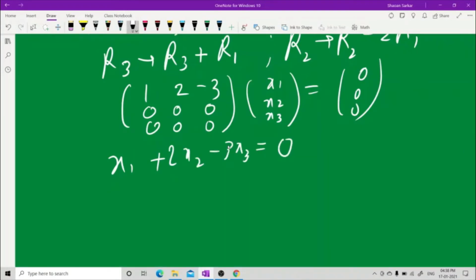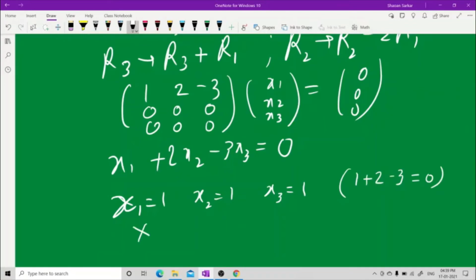Since geometric multiplicity is equal to algebraic multiplicity, I can take the values the way I feel like. I'll take x1 equal to 1, x2 equal to 1, and x3 equal to 1. No problem, because 1 plus 2 minus 3 gives me 0. So my one vector comes out to be 1, 1, 1.